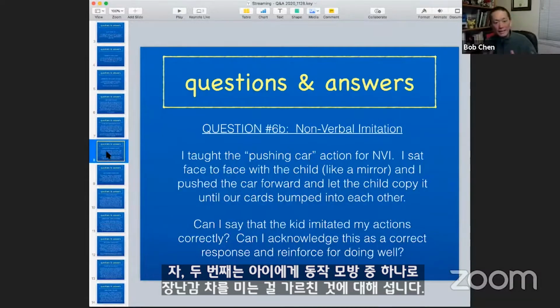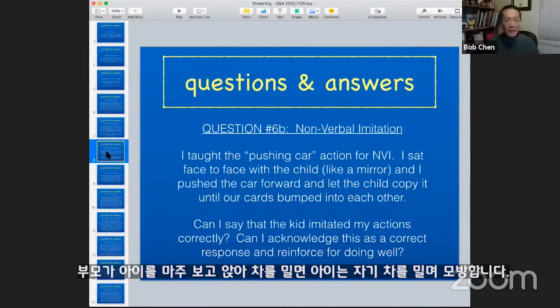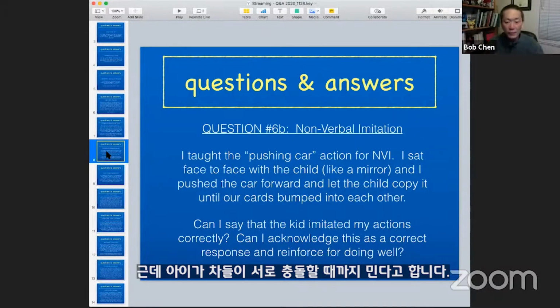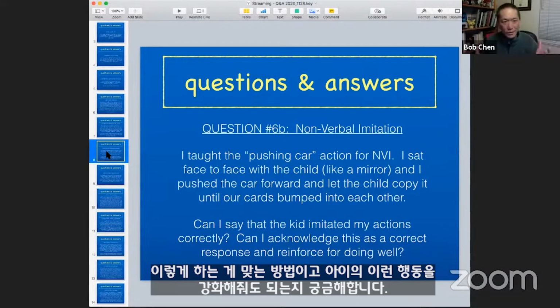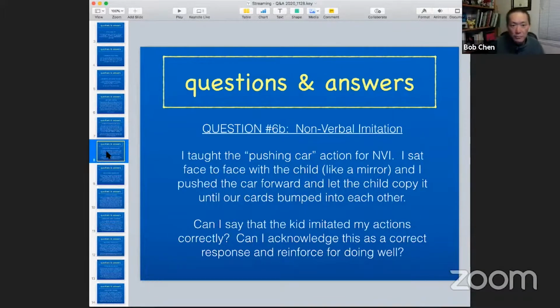All right. Second part to the question is that they taught their child one imitation, which is the pushing of the car. So they sat face to face with the child, and then they would push the car, and the child would imitate by pushing the car, and they would do that until the cars collided with each other. Right. And so what they want to know is, am I doing this right? Is this the right way for me to go about doing it? And do I reinforce them for this particular behavior?